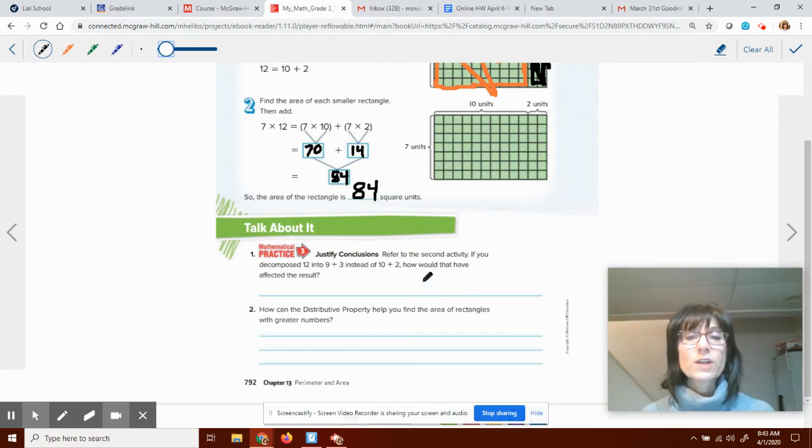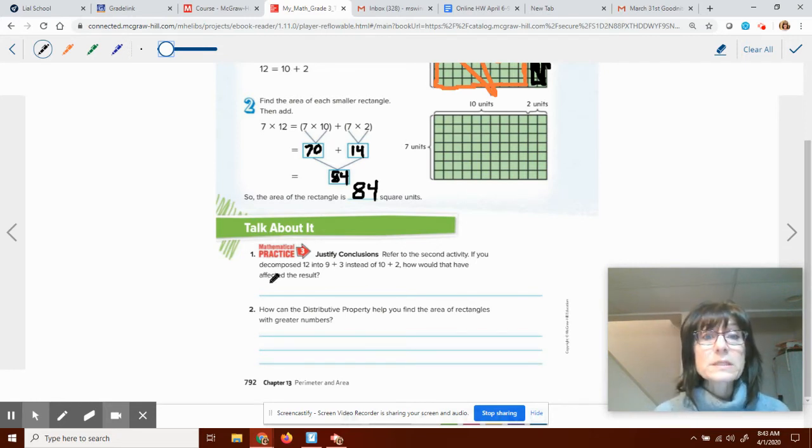Down below in our talk about it, it says refer to the second activity, which this was our second activity. If you decompose 12 into 9 plus 3 instead of 10 plus 2, how would you have affected the results? Would it have been any different? And let's try it. So instead of saying 10, we could have said 9 times 7.